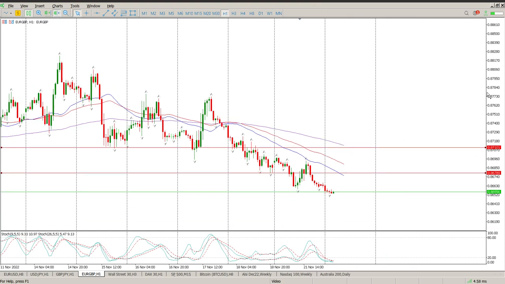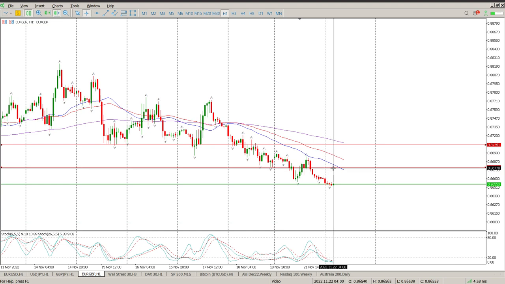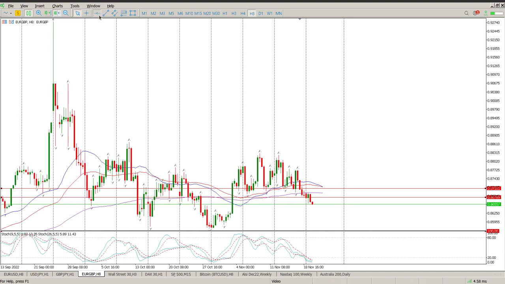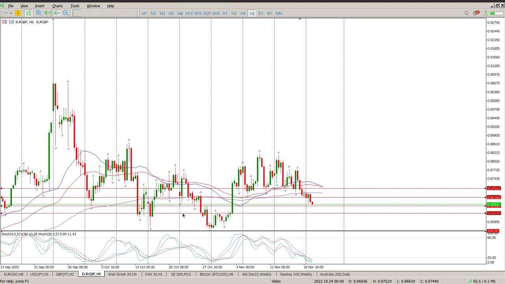So you're looking for a pullback to 086789. If we can get a pullback to there, then you've got a fairly decent 180 point stop loss. And let's just see if we can see some structure to the left here. More than likely where we are now, I think. So there's the closest bit of structure. And then a little bit lower down, there's another one right there.